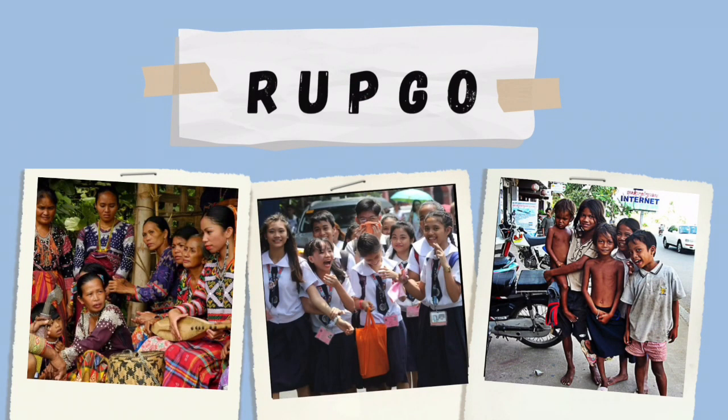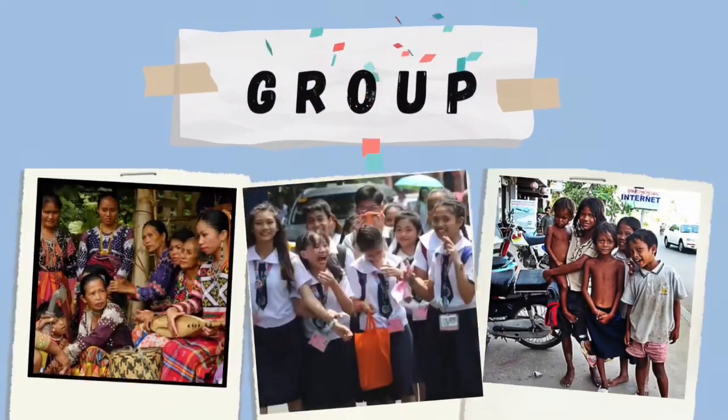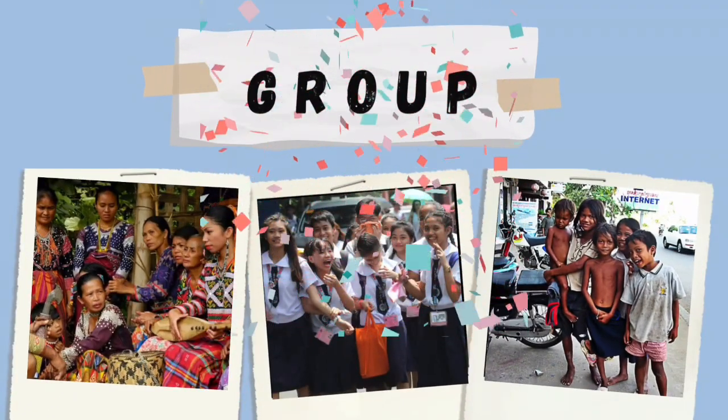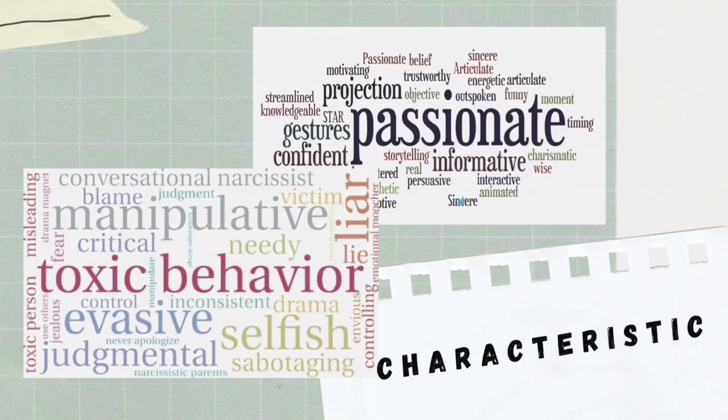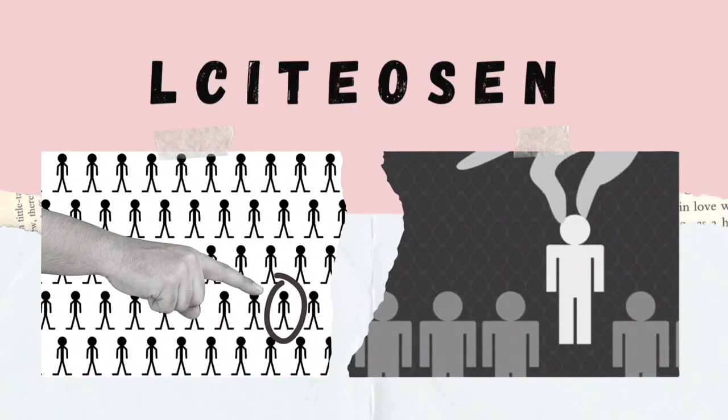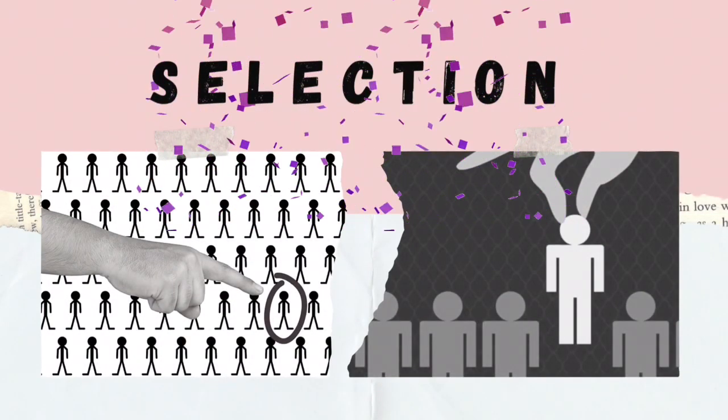What about this set? What word do these pictures represent? Very good. The answer is group. This time, the pictures contain words. What human aspect do they belong to? Do not forget to look at the jumbled word. Impressive! The answer is characteristic. Alright, this is the final word for you to guess. What do you think is it? That's right. The answer is selection.